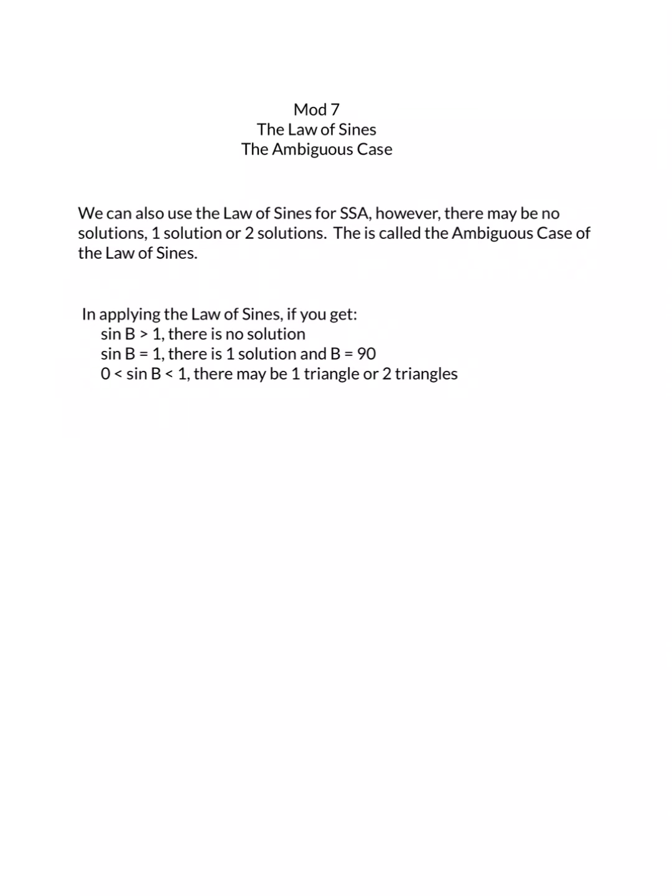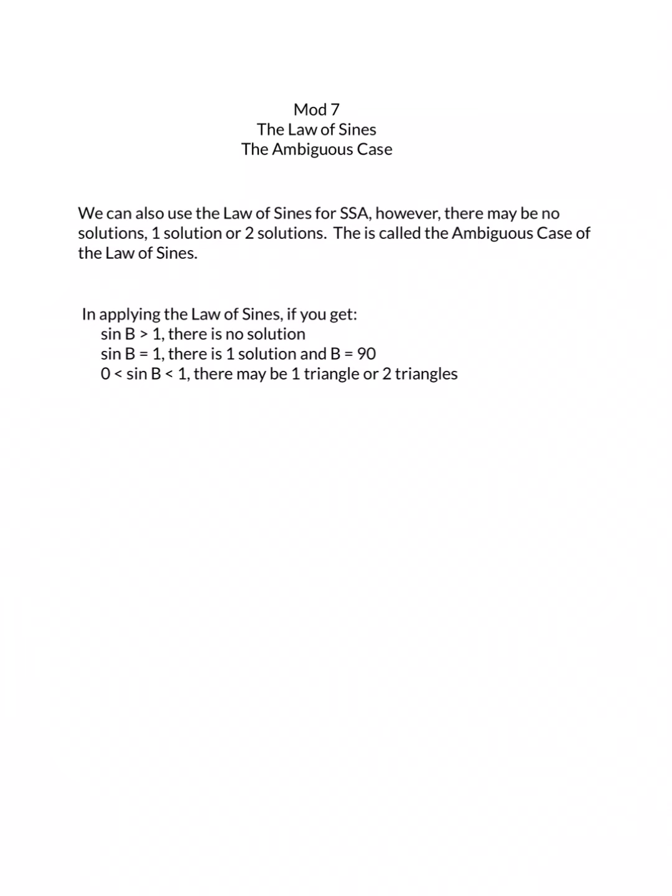When you are applying the law of sines in the ambiguous case, if you get sine of B greater than 1, remember the sine cannot be greater than 1. The sine has to be some number between 0 and 1. So if you get greater than 1, there's no solution. If you get the sine of B equals 1, well then there's one solution and your angle B is 90 degrees.